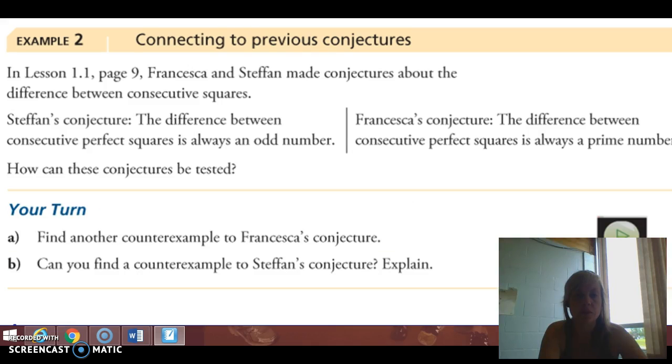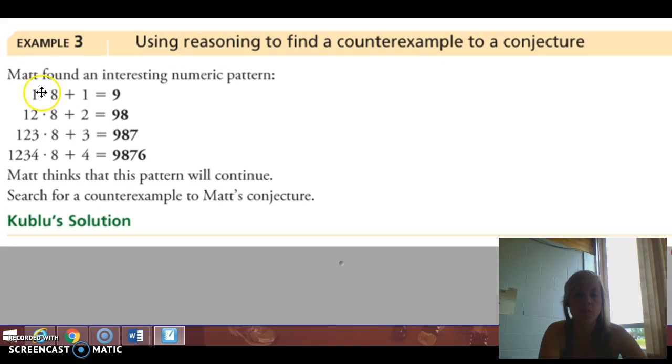We'll skip over to example 3, and we look at what Matt has found, a number pattern. 1 times 8 is 8, plus 1 is 9. 12 times 8 plus 2 is 98. 123 times 8 plus 3 is 987. If you notice the pattern, it's 1234 times 8 plus 4 is 9876. So Matt thinks the pattern will continue.